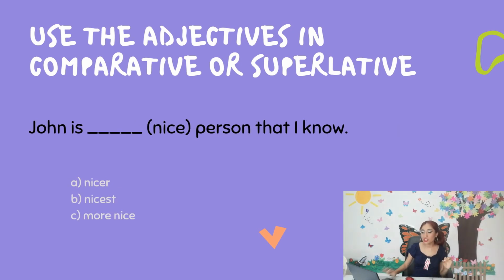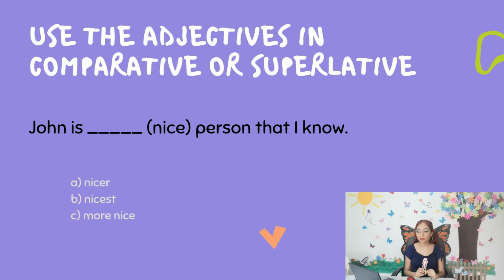The next one says, John is blank, nice person that I know. A, nicer. B, nicest. C, more nice. A, B, or C? If your answer was letter B, John is the nicest person that I know, that's correct, because it means that, of course, I know a lot of people, but John is, from all of them, the nicest. I'm comparing John with all the people that I know.